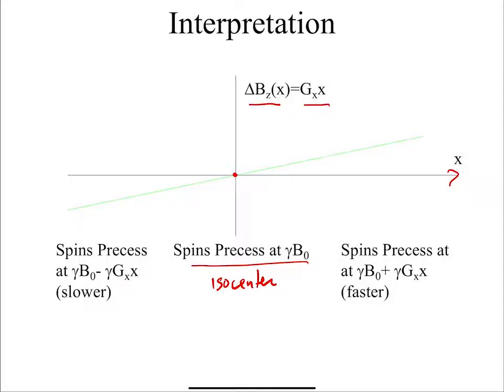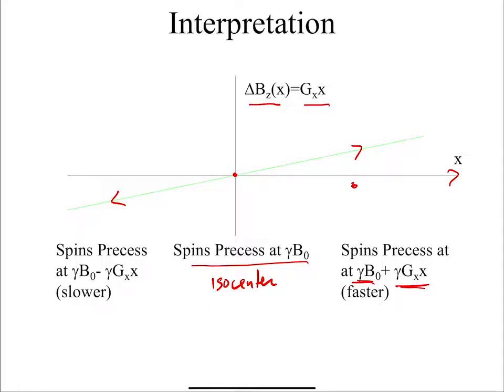So in an MR system, everything is referenced to the isocenter of the magnet, where at that isocenter there's no added field. At 0, Gx times 0 is always 0, so there's no added field. And then as you go away from that, the fields either linearly increase or linearly decrease. So what that means is, if I'm a spin over here, I'm going to precess at gamma B naught plus gamma Gx x.